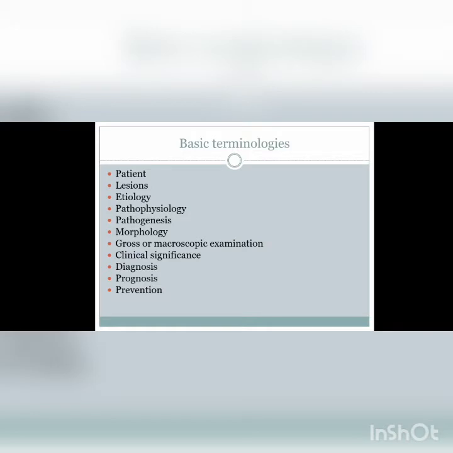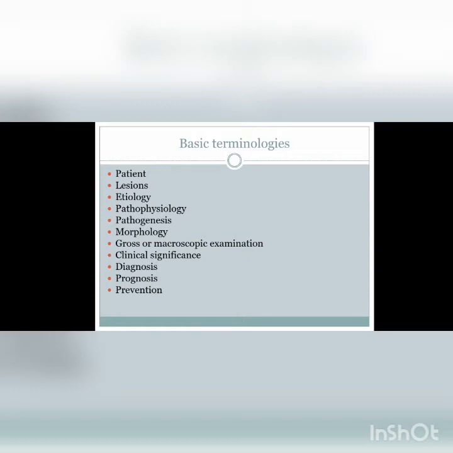So, we'll start with the first and the very basic term, which is patient. So, who is a patient? A patient is a person suffering from the disease. Second, lesions. So, what are lesions? Lesions are nothing but the pathological changes in cells and tissues which are produced by the disease, which means it is nothing natural but the changes that occur in your cells or the tissues due to that disease.